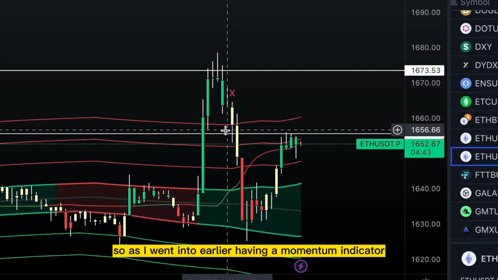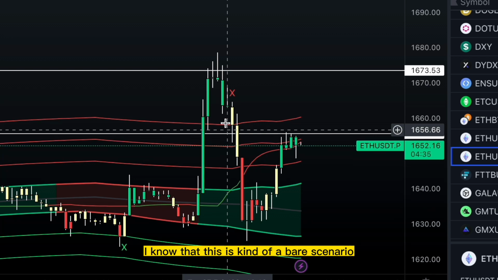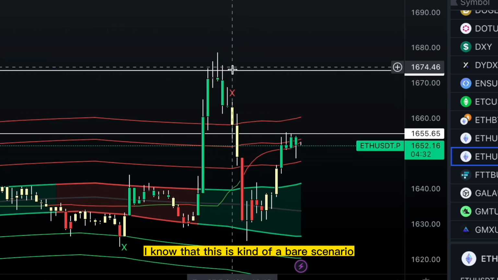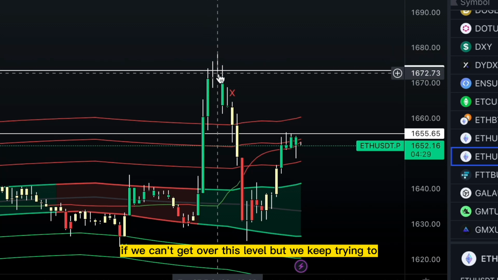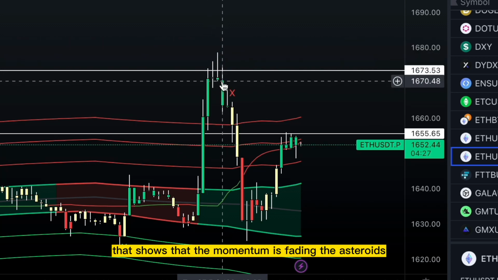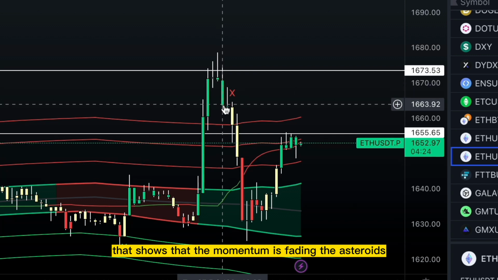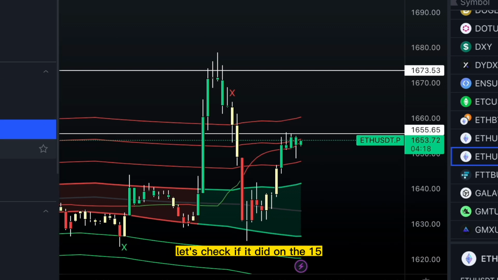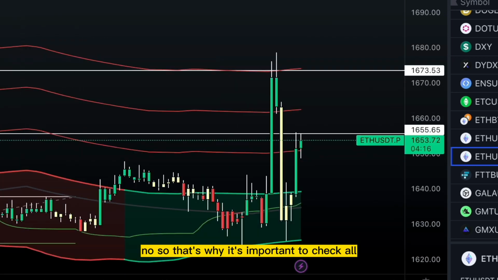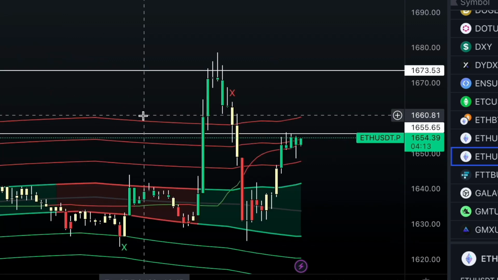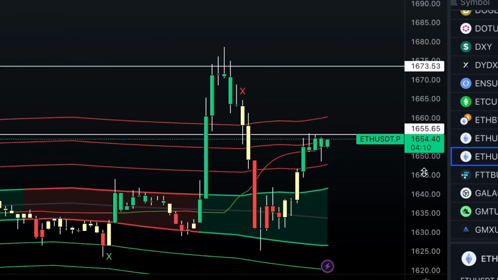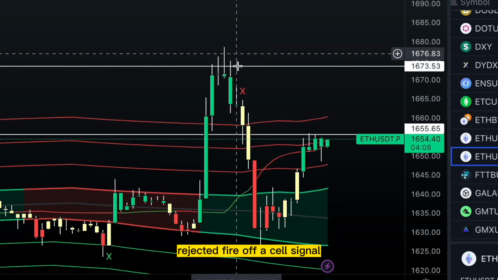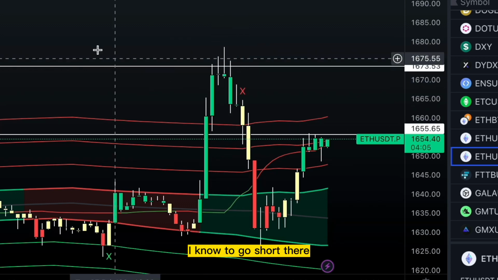As I went into earlier, having a momentum indicator can warn you of these signals beforehand. Me being a price action trader, I know that this is a bearish scenario. If we can't get over this level but we keep trying to, that shows that the momentum is fading. The asteroids belt did fire off a sell signal on the 5-minute there. Let's check if it did on the 15. No. So that's why it's important to check all time frames. But you see price kept going up, rejected, and fired off a sell signal. I know to go short there.